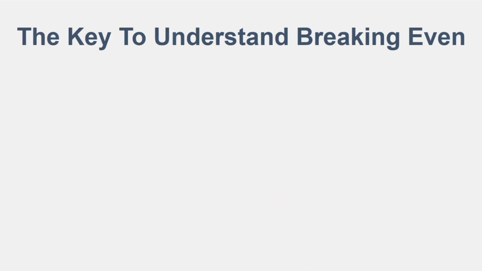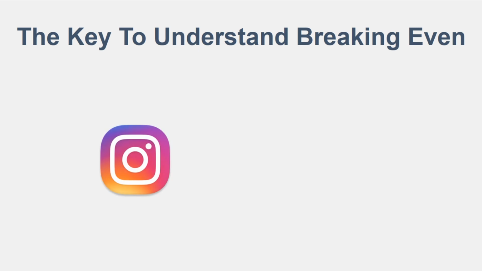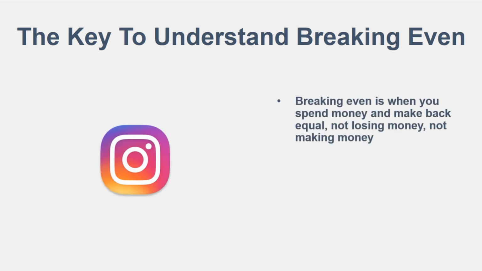So the first thing, the key to understand breaking even is to first off understand what breaking even means. So when you're doing your Instagram influencer shoutouts, breaking even is essentially when you spend money and make back equal. So you're not losing money, but you're also not making money. So you're pretty much breaking even. You're at zero still. You're spending money on advertising, you're doing your promotions and stuff like that, and you're making a couple sales, but you're not really making much profit.